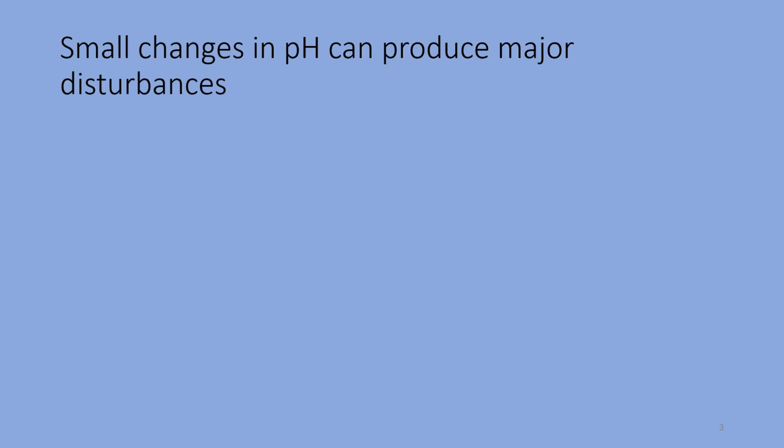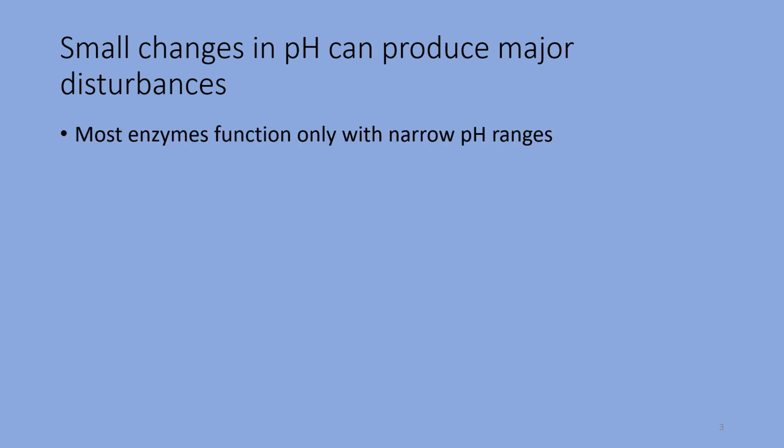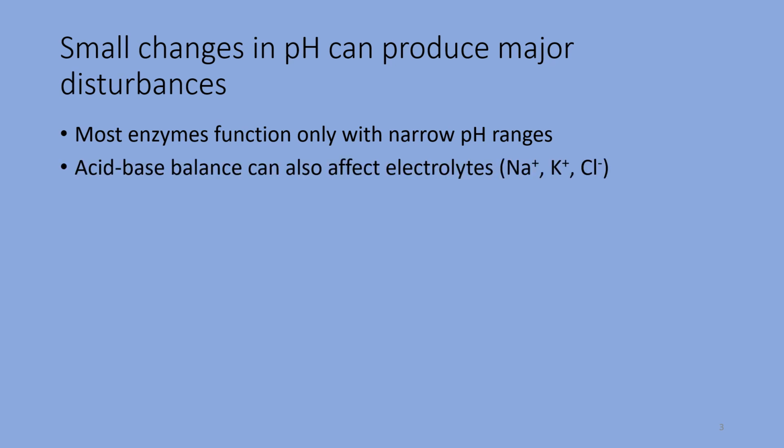Small changes in pH can produce major disturbances. Most enzymes function only within narrow pH ranges. Acid-base balance can also affect electrolytes. Electrolyte imbalance is common in acid-base imbalance. The pH changes can also affect hormonal secretions.